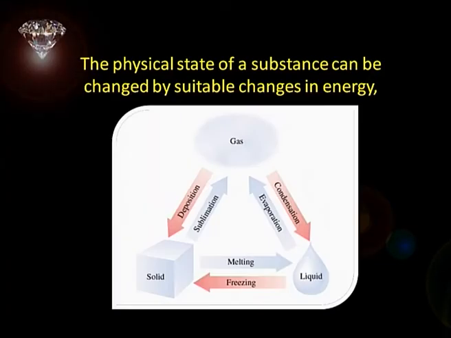Now we also know that the physical state of a substance can be changed by suitable change in energy. Suppose you have ice as a solid, you warm it up, it becomes liquid, you heat it further, it becomes vapor or the gaseous phase. That means by giving more and more energy, we can change the physical state of a given substance. For example, we can go from solid to liquid to gas or vice versa. All these processes are well known to us.